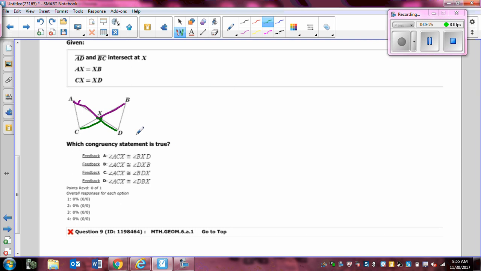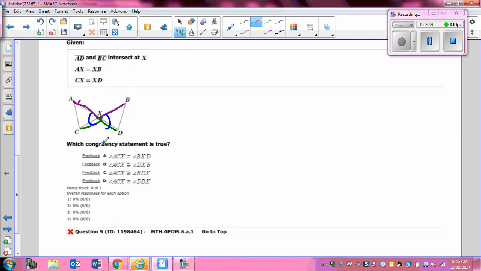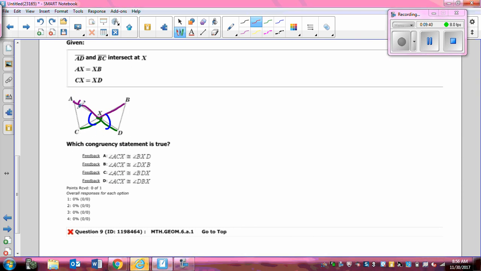Which congruency statement is true? What angles are congruent? I know that this angle is congruent to this angle. And let me see, what other angles are congruent? Because they don't have X in the middle, I know that's not the one they're talking about. This angle up here is congruent to this angle up here. So let's say angle A is congruent to angle B, but they're naming it with three letters, and A is not in the middle and B is not in the middle. So I think they're talking about this bottom angle C and this bottom angle D. But how do I name angle C? And how do I name angle D? Those are the ones you've got to figure out.